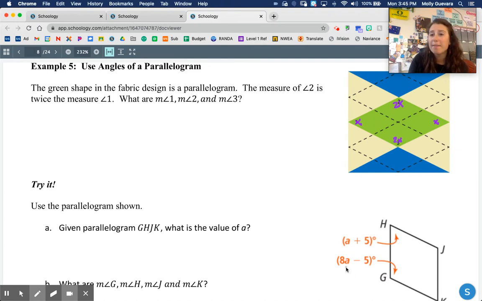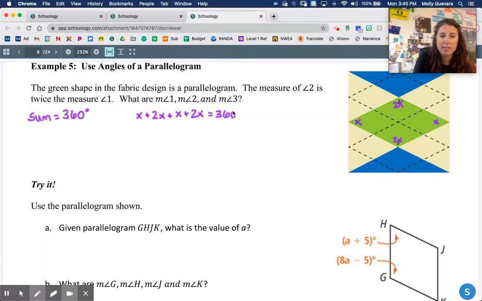This is a 4-sided shape. So going all the way back to 6-1, the sum of all of the interior angles, all of these angles added up, will be 360 degrees, because this is a four-sided figure. So I can set up an equation now: x plus 2x plus x plus 2x equals 360. When I add it together, I get 6x equals 360. Divided by 6 on both sides, I get x equals 60.